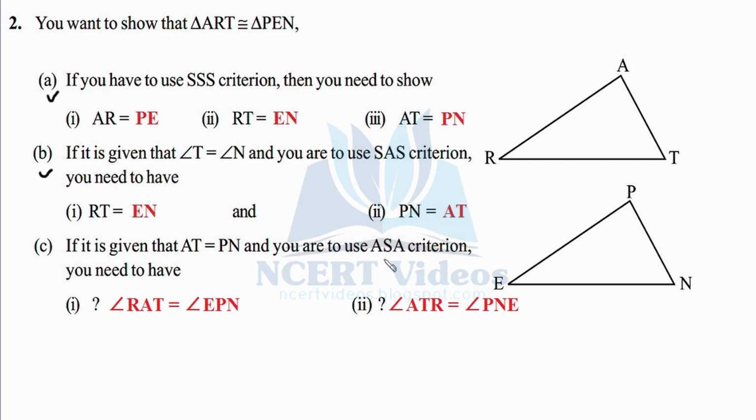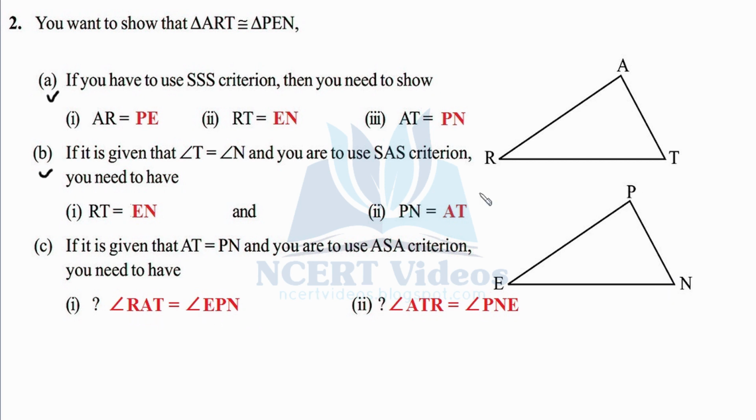Again, when we prove using angle side angle, there are two angles given, and between them one side has to be given to us. And that is given to us: AT equals PN. Now, what are the missing parts? The angles which touch both these line segments. That is, angle P and angle N must be given.